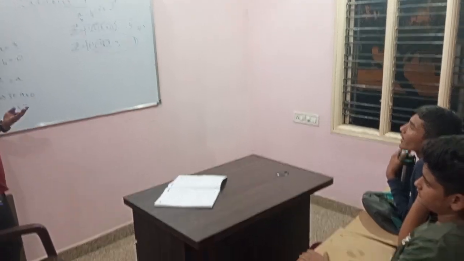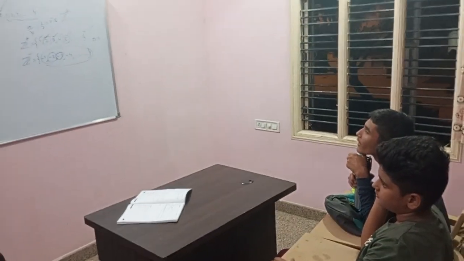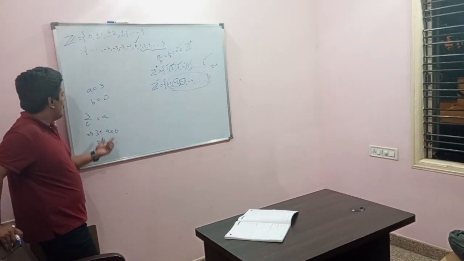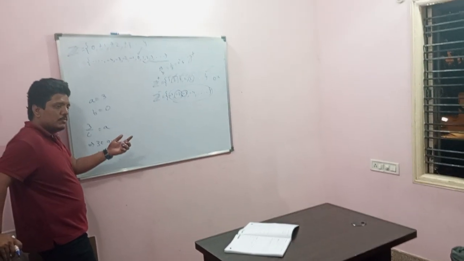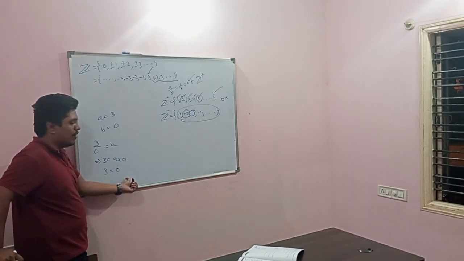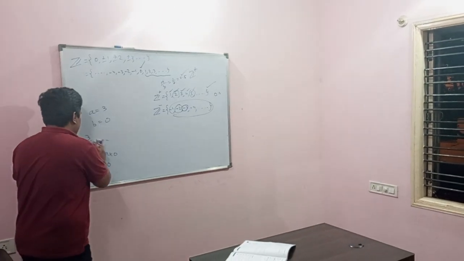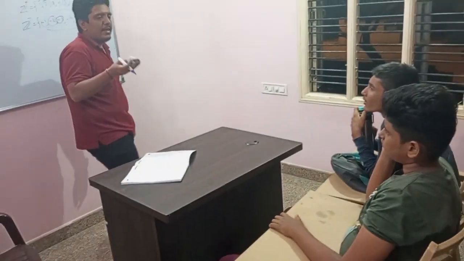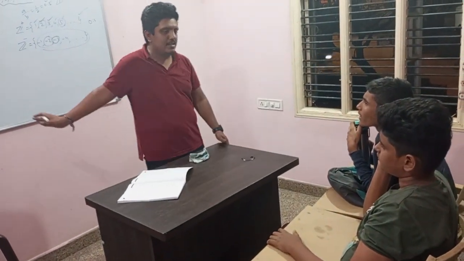Why? See, 3 and 0, are they same or different? They are different. Why are you getting this kind of contradiction? Because here you assume 3 by 0 is equal to some number. So if you assume and proceed, you will get a contradiction. Basically, division of a number by 0 is not defined. Why is it not defined? Because of this reason only.